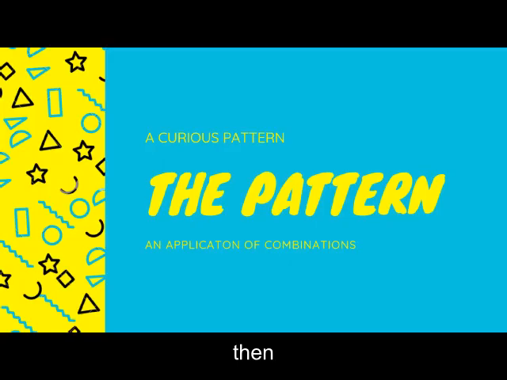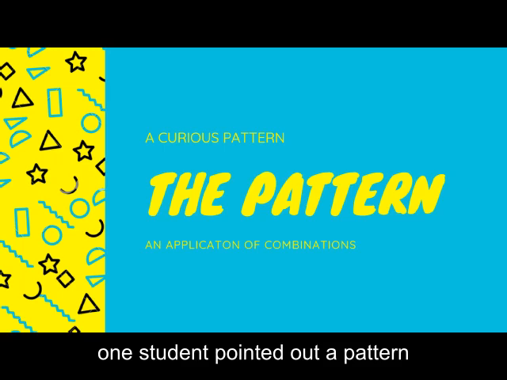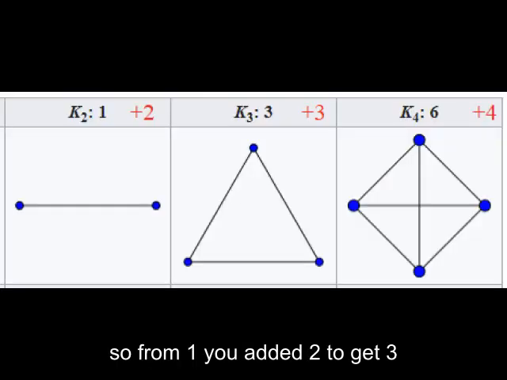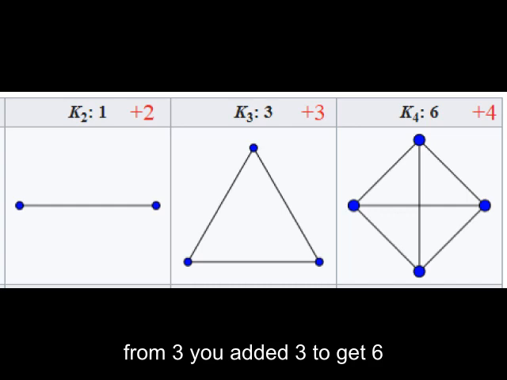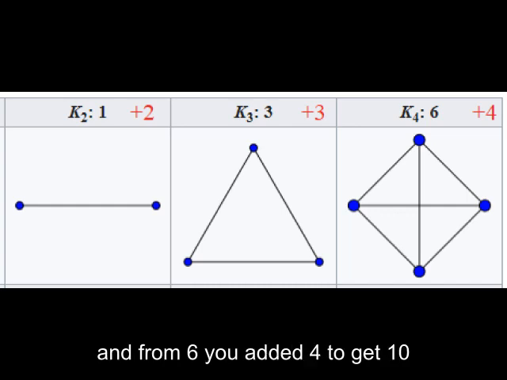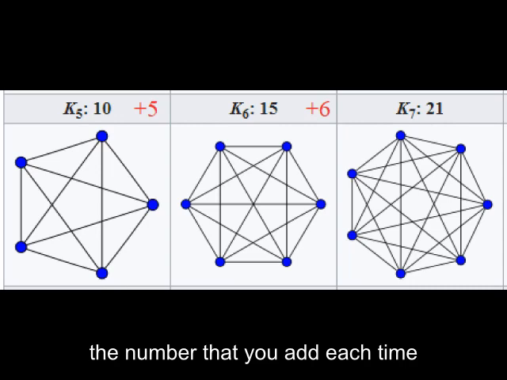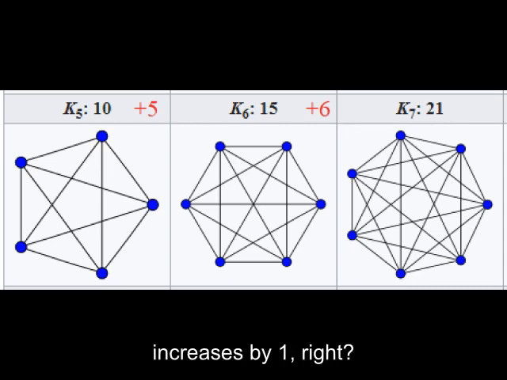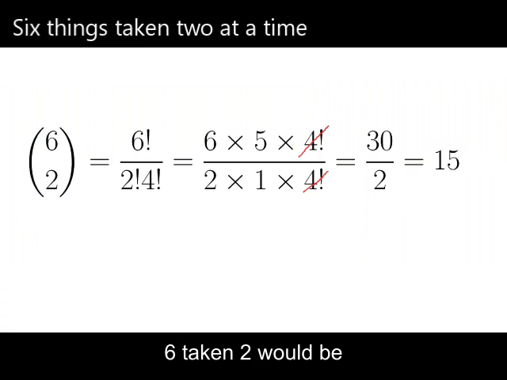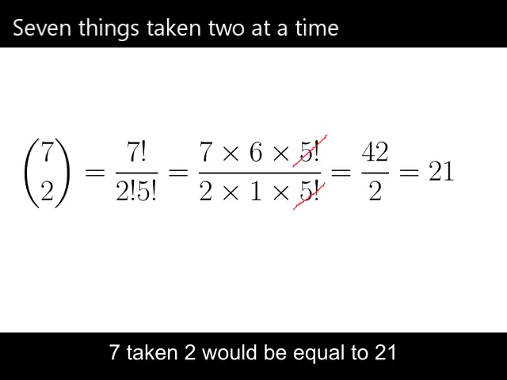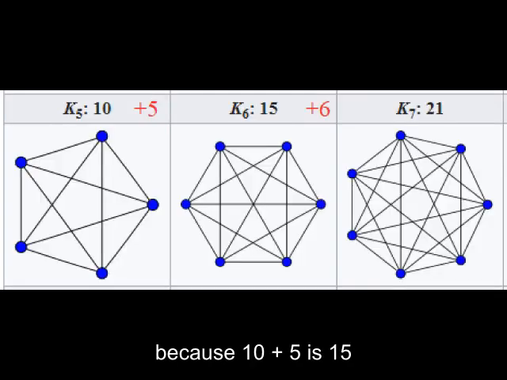And then one student pointed out a pattern. From 1 you added 2 to get 3. From 3 you added 3 to get 6. And from 6 you added 4 to get 10. And it seems that the number that you add each time increases by 1, right? And so 6 taken 2 would be 15, I think. And then 7 taken 2 equals 21. Because 10 plus 5 is 15. 15 plus 6 is 21.